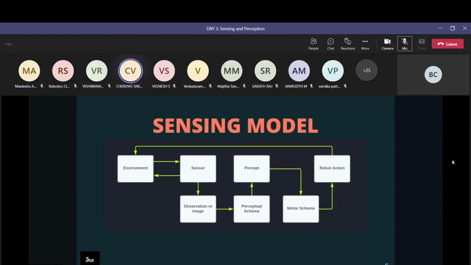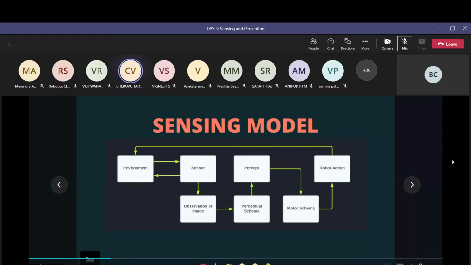So likewise, an environment change will cause the sensor to get activated. It will sense some changes, take the observations or images, and perceive the data. An appropriate action is taken, and again that action will cause a change in the environment. That's the reason why the sensing model starts with an environment, and again you come back to the environment. So this is the basic sensing model.